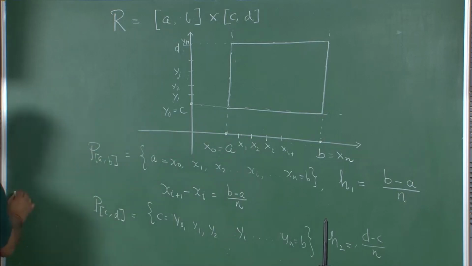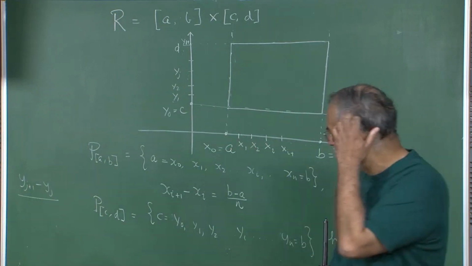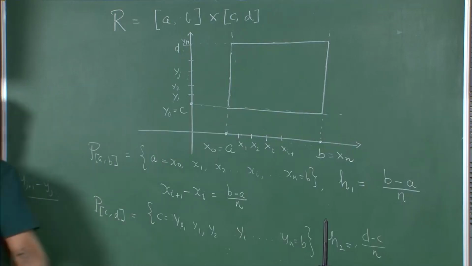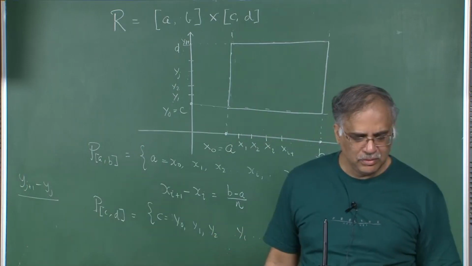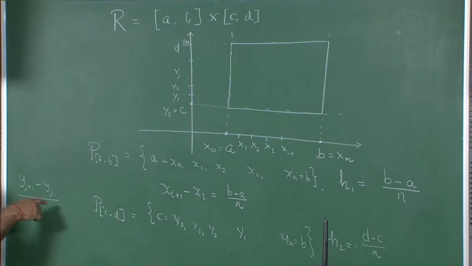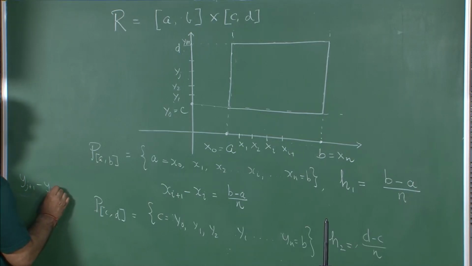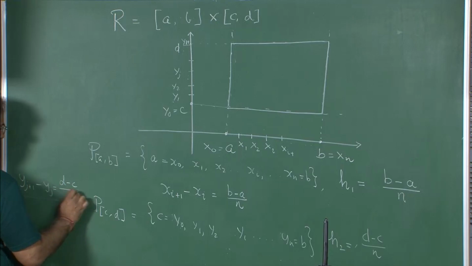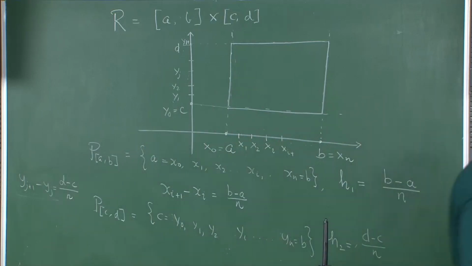That is, you can always write here that yj plus 1 minus yj, so j is equal to 0 to n minus 1 actually. Or maybe I can write this as k, that does not matter. I put i and that is j. So, here this distance is nothing but d minus c by n. So, this is what I have done.